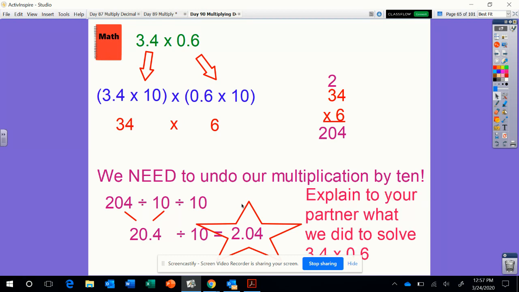Okay, so maybe you can explain this to mom, dad, brother, sister. Maybe you have a cat or a dog. I don't know. Tell them what you did to solve this. Take me through step by step. Go ahead and pause. Explain it to someone. If you have no one to tell, your computer that you're looking at right now.